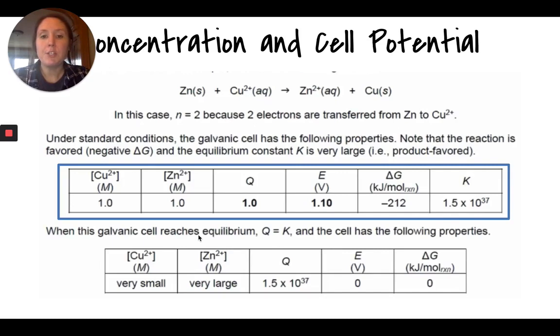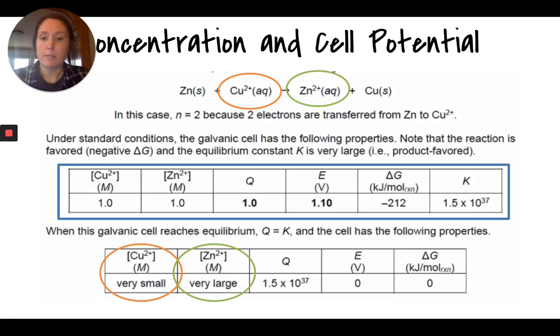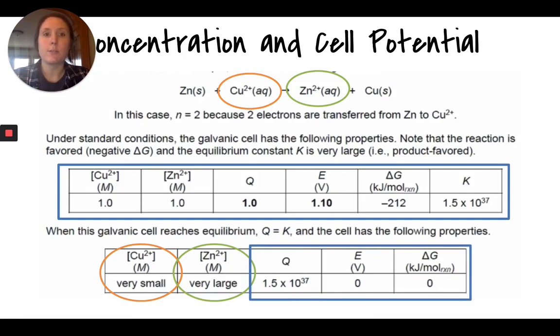As this reaches equilibrium, my concentration of my copper ions, or my reactants, have decreased. The concentration of my products, or my zinc ions, have increased. So Q now becomes very large, or equal to my K value. So my voltage is 0 and my delta G is also 0.